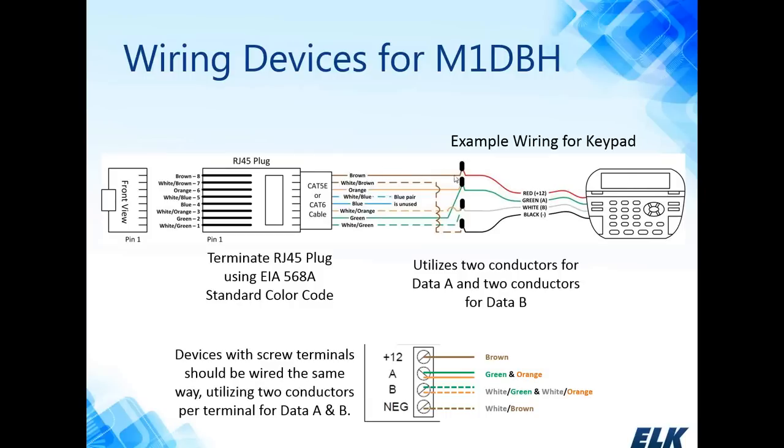We have our brown wire, which is power, going to the red wire on the wiring harness for the keypad. We have our data A going to the device on the orange, solid orange, and returning to the hub on the solid green. Data B is going to the device on the white orange and returning on the white green. And then negative for the device is the white brown wire.